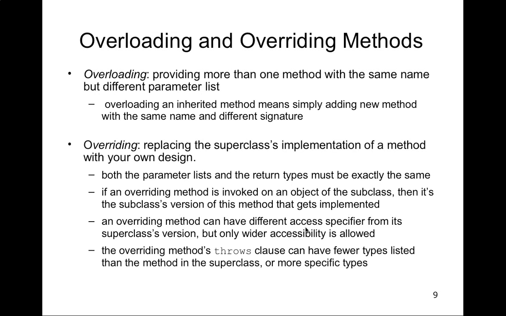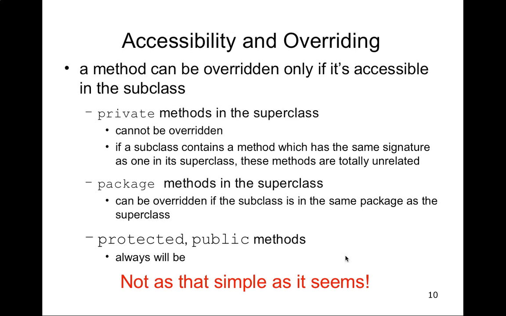An overridden method can have different access specifiers from its superclass's version. But only wider accessibility is allowed. If it's private, you can make it public. But if it's public, you can't make it private if you're going to override it. So you can change the access modifier, but you can only widen it. And also the method's throws clause, well, we haven't looked at throws yet, in exception handling. The clause can have fewer types listed than the superclass. Don't worry about the throws at this point because we're going to have a whole entire lecture on exception handling, which we haven't seen yet.